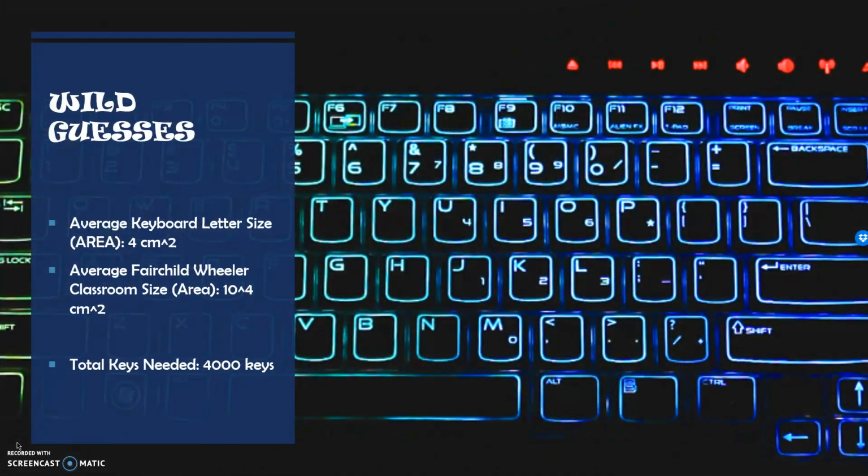My wild guesses include, for the keyboard letter key size, an area of around 4 centimeters squared, and for my average Fairchild Wheeler classroom size, an area of about 10 to the 4th power centimeters squared, that's about 10,000 centimeters. Using those wild guesses, I made a wild guess that I would need about 4,000 keys to cover the floor of a Fairchild classroom.